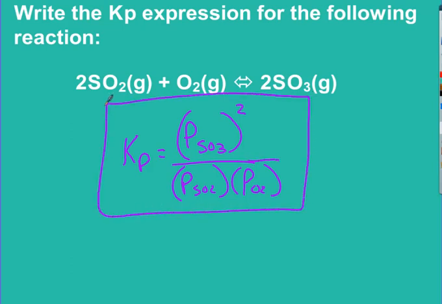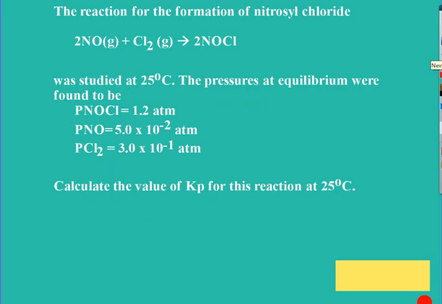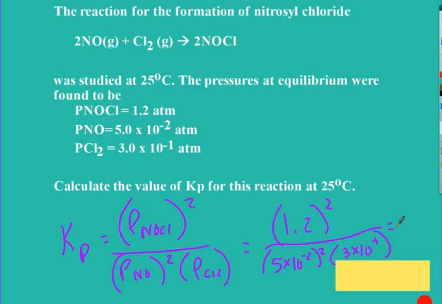Notice no brackets, and it's pressure of each one. Go ahead and write your KP expression and then plug in your values to solve for your KP for this one. Restart when you have your answer. So that's your KP expression. Plugging everything in, you should have gotten 1920.